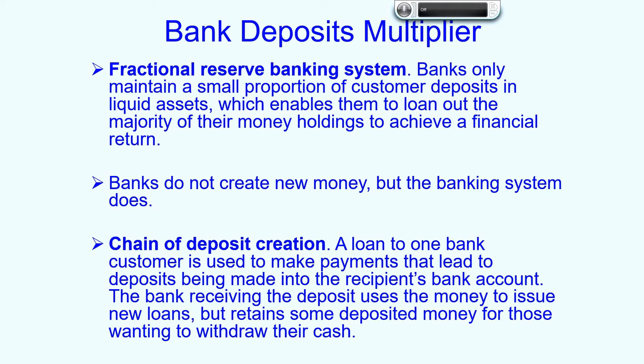Also, short-term government bonds are another form of liquid assets because of the liquidity, the volume of trading in a government bond market. So in addition to cash, banks keep treasury bills and short-dated government stock as further liquid assets, which can be turned into cash at short notice.